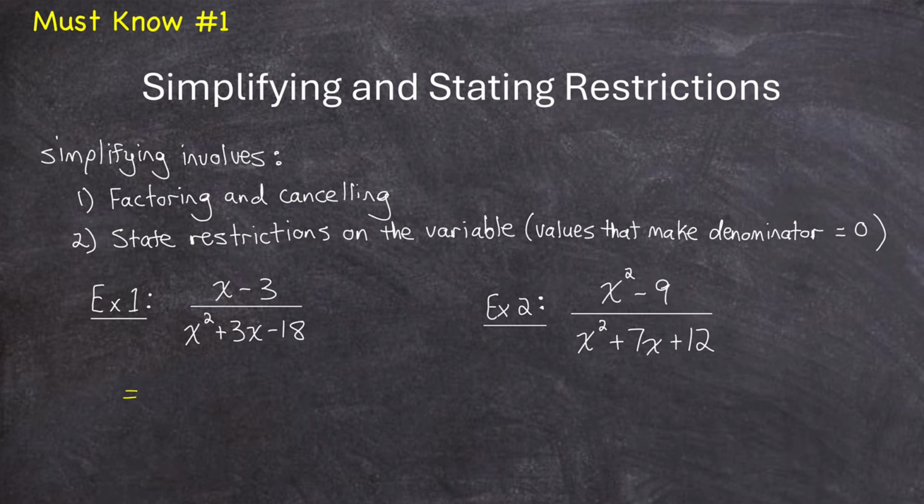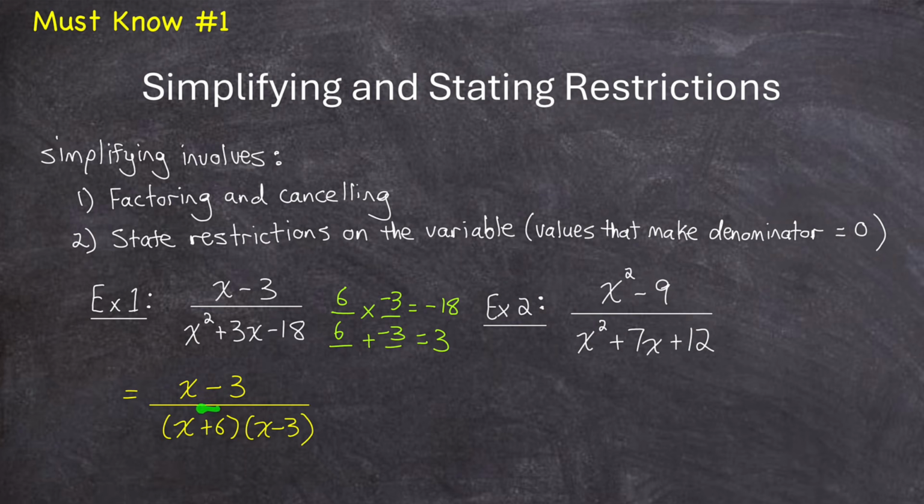I'll leave the numerator the same, and then this quadratic that's in the denominator, to factor it, I'll be looking for numbers that have a product of negative 18 and a sum of 3. The numbers that satisfy that product and sum are 6 and negative 3. So I know that quadratic would factor to x plus 6 times x minus 3.